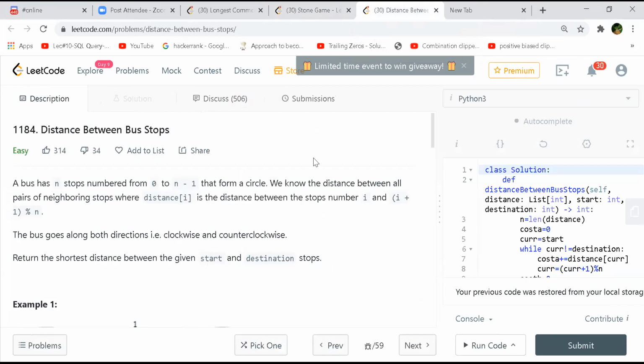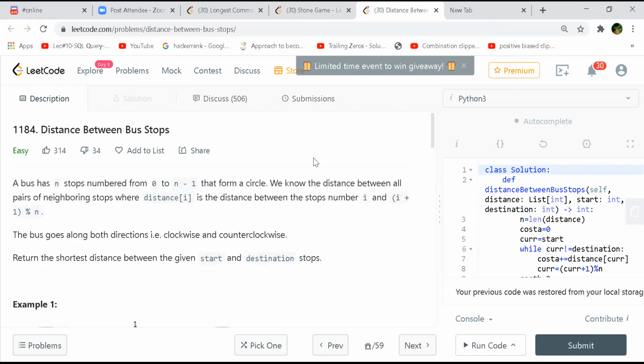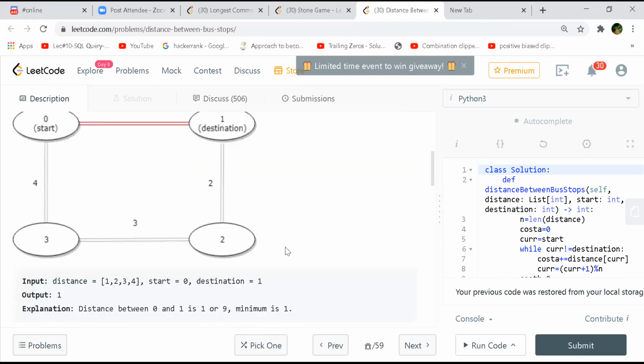So this is distance between bus stops. A bus has n stops which are numbered from 0 to n minus 1 that form a circle. We know the distance between all the pairs of neighboring stops. The distance of i is the distance between stops number i and (i plus 1) modulo n. If you go to the last, it will again take you to the first, a circular kind of thing. The bus goes in both directions, clockwise and counterclockwise. You have to return the shortest distance between the given start and destination.